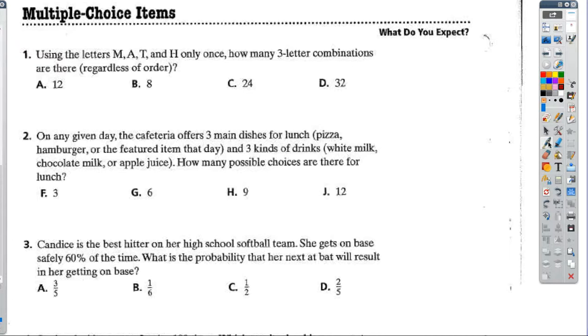Using the letters M, A, T, and H only once, how many three-letter combinations are there regardless of order? All right, so we have three letters. I'm going to put the first one here, second, third. Now, how many choices do I have for this one? I have four. If I have four choices here, how many do I have for the second letter? I can't reuse any of them because math doesn't have any repeated letters, so we're just going to have three options. If we have three options here, how many options do we have here? We have two. 4 times 3 is 12. 12 times 2 is 24.